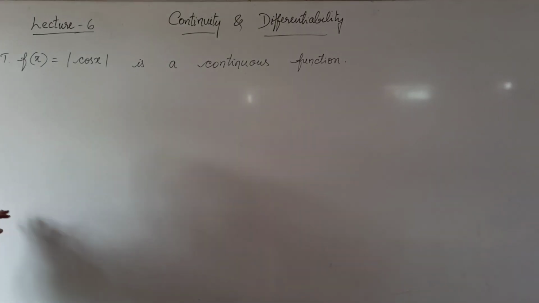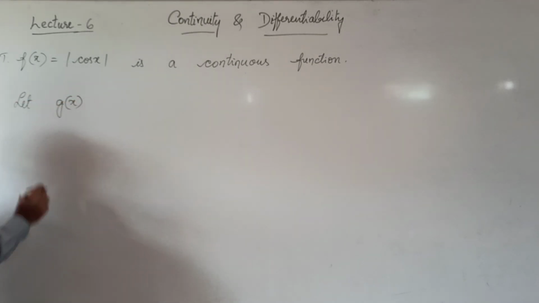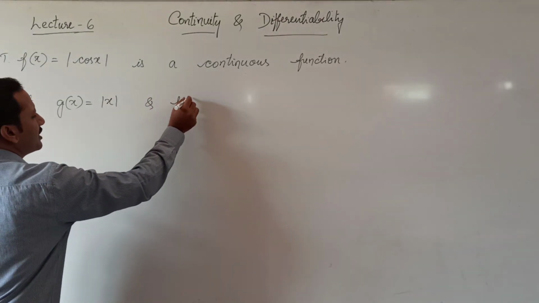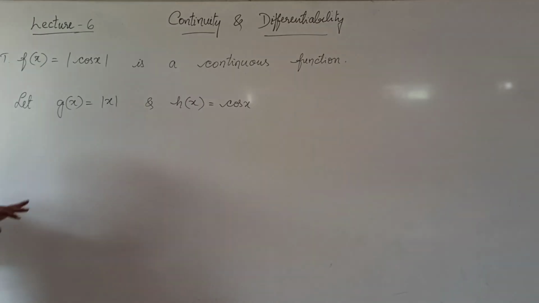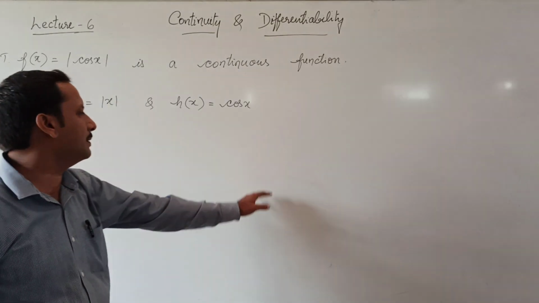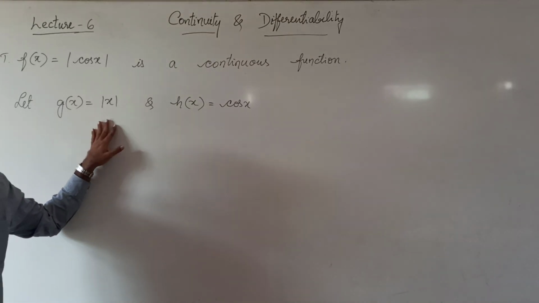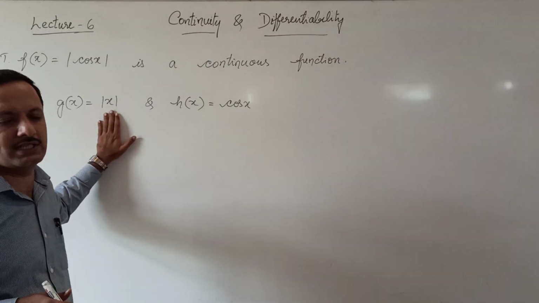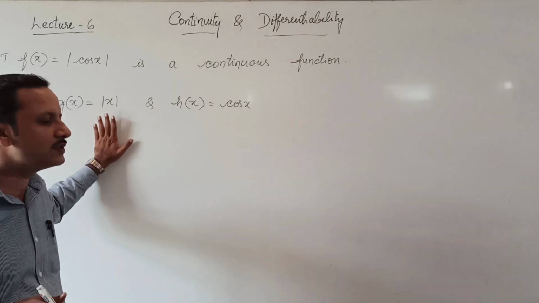Now I will let g of x is equal to mod x and h of x is equal to cos x. Now mod x is a very well known function. Already we have seen that this is continuous throughout its domain. The domain of mod x is the set of all real numbers, so mod x is a continuous function.